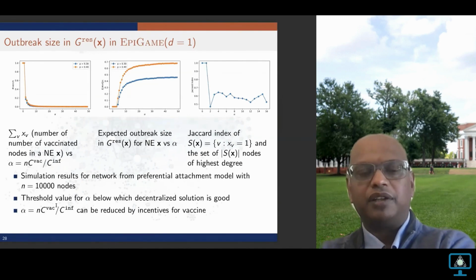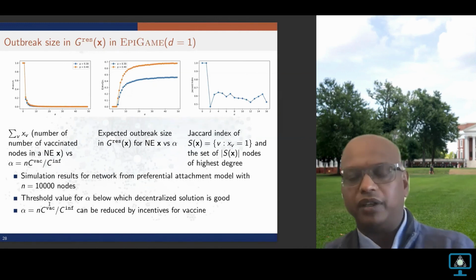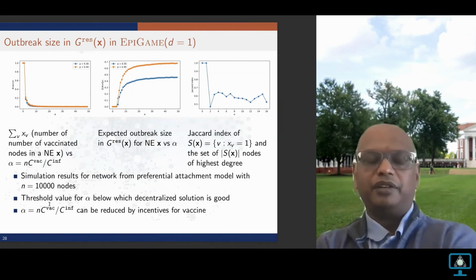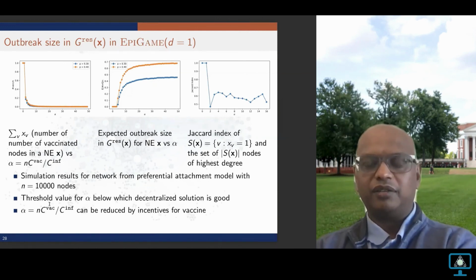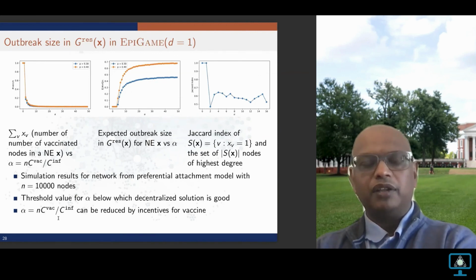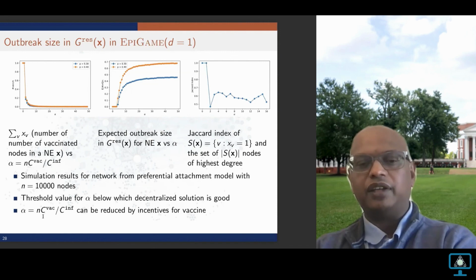I think this threshold behavior with respect to this parameter is an interesting phenomenon and is worth exploring further. The nice thing about this parameter is this: if you give incentives for vaccination, reduce its cost, you can get this numerator down. You can push this to the left.